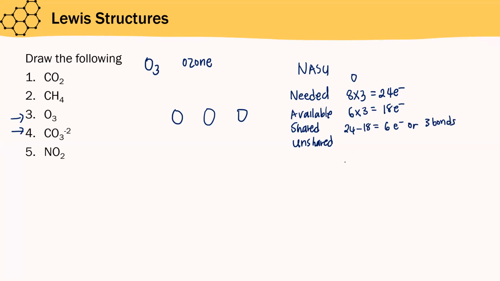And then unshared. Ano yung formula? A minus S. Available minus shared. So 18 minus 6, 12 electrons, or ilang lone pairs to? 6 lone pairs. So we have all the details to make the structure possible. So we have 3 bonds to share. Pwedeng ganyan.